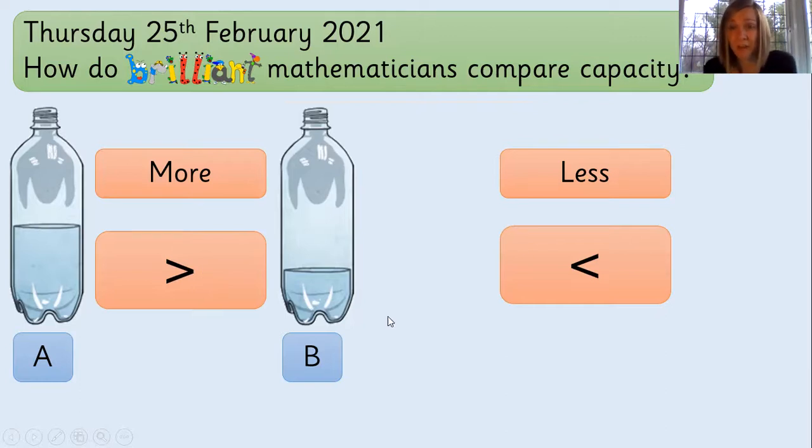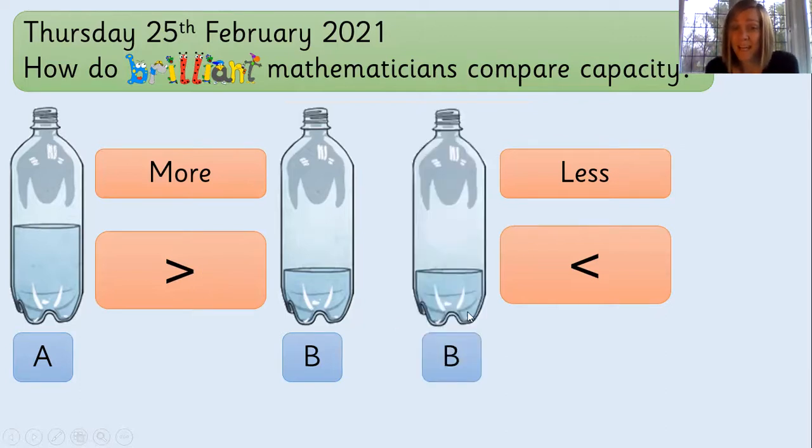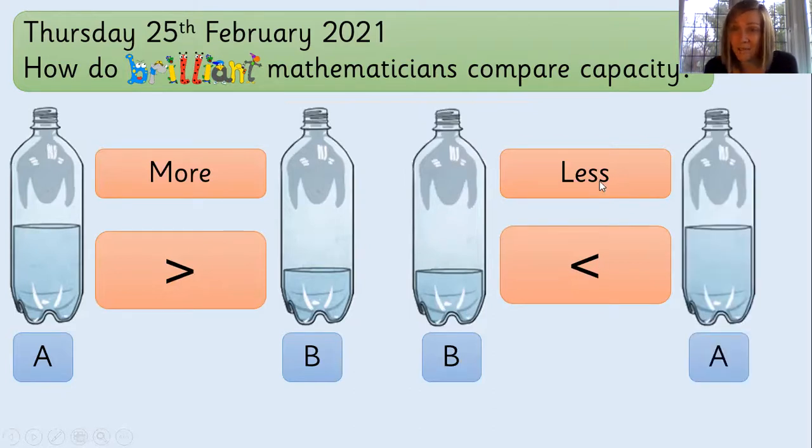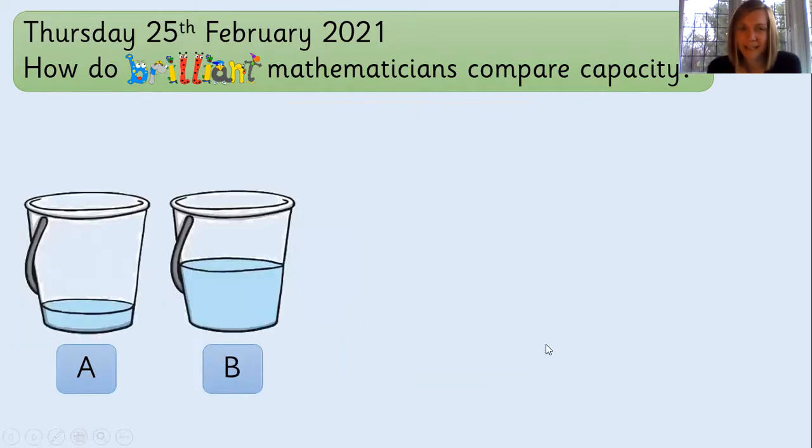I could use it the other way around though, and say that B, with my small amount of water in, is less than A. So I've swapped my symbols round there. More always points to the most, the biggest, and less always points to the smallest. Let's put that into practice.